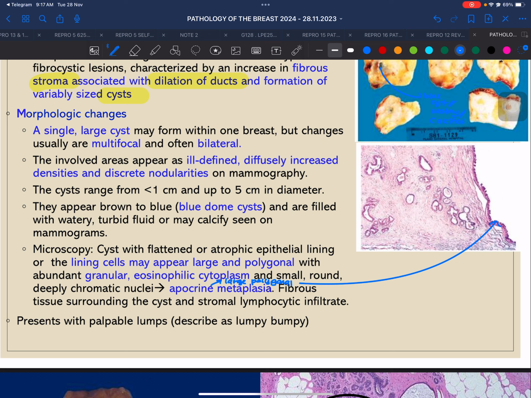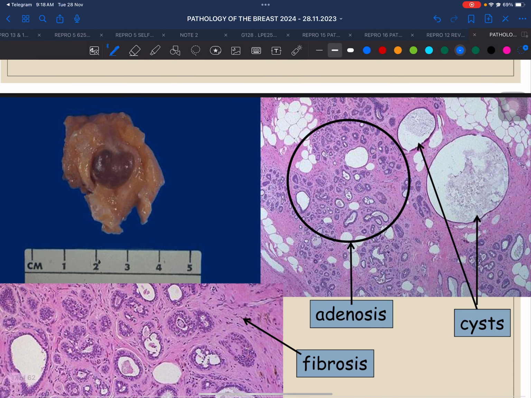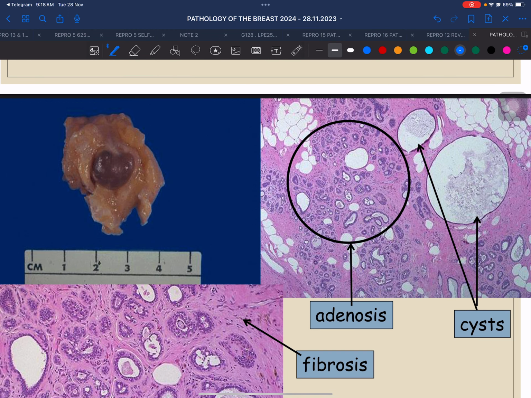Okay, so this is another appearance of the fibrous area and the cystic lesion. They may show some evidence of adenosis, just proliferation of the acini, cystic dilatation, the cyst, and then you have areas of fibrosis. So this is the lesion: brown, blue dome cyst.